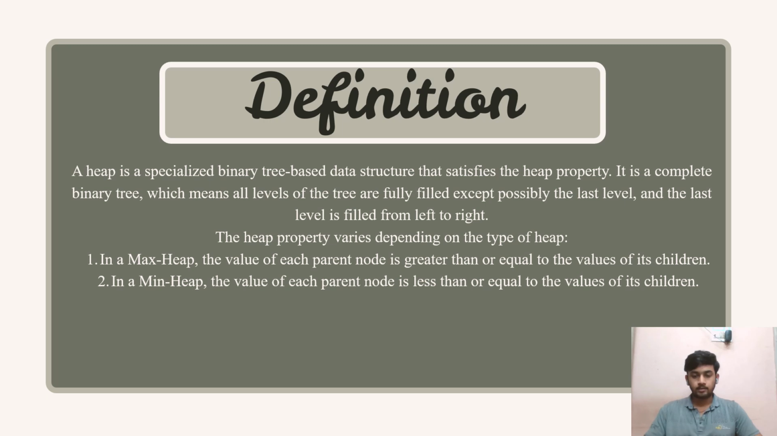The heap property varies depending on the type of heap. There are two types of heap, max heap and min heap. In max heap, the value of each parent node is greater than or equal to the value of its children. Whereas in min heap, the value of each parent node is less than or equal to the value of its children.